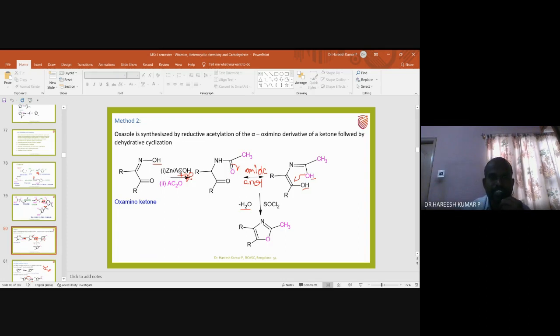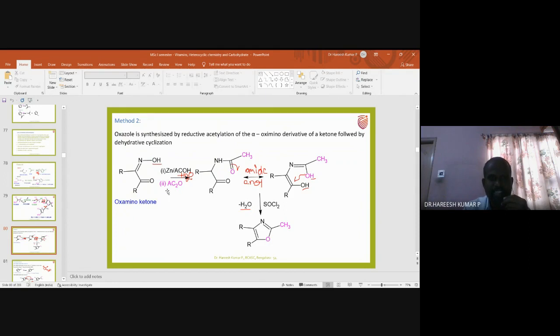Oxamino ketone, when it is treated with zinc in acetic acid: zinc is a metal, it gives electrons. So those electrons are used by the double bond, and the double bond is converted into a single bond. Acetic acid will act as a source of proton. So using that proton, OH is going out, and there will be a formation of NH2. C single bond NH2 is the product formed when oxamino ketone is treated with zinc in acetic acid.